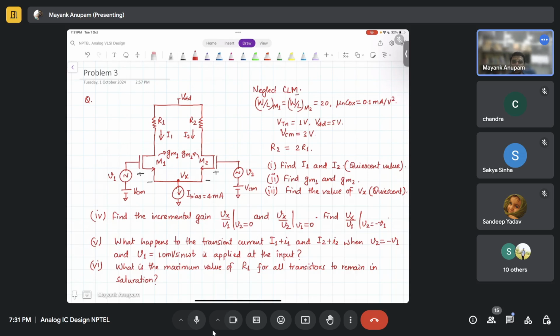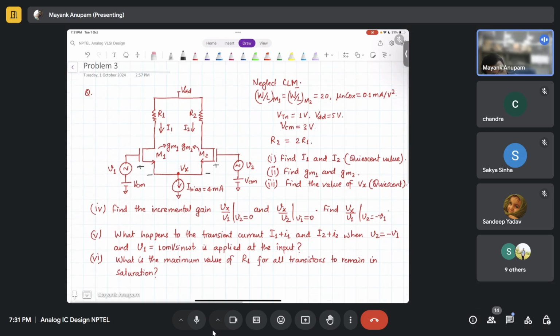Once you neglect channel modulation, there is nothing else on which the current depends. The current only depends upon VGS in this condition, which is the same for both of these transistors. So it doesn't matter what you connect at the drain of these transistors, the current will always be the same for both. So I1 and I2 both will be 2 milliampere each, correct? So 2 milliamps and 2 milliamps. Fine. So what will be GM1 and GM2?